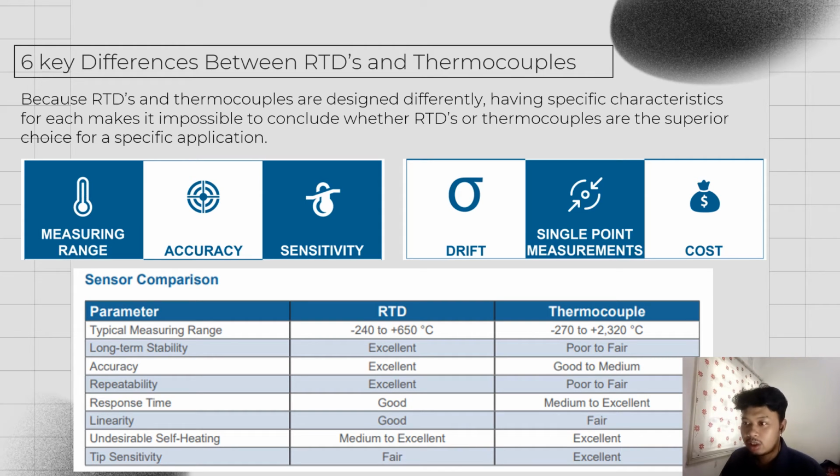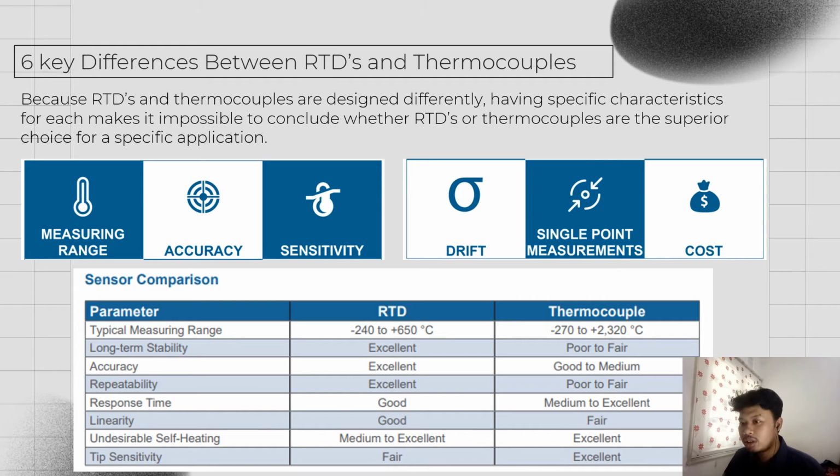Most RTD sensors are limited to temperatures of up to 400 to 500 degrees Celsius, and in some cases higher, whereas certain thermocouples can be used to measure in the 1400 to 1800 degrees Celsius range, which makes them suitable for a large range of applications.